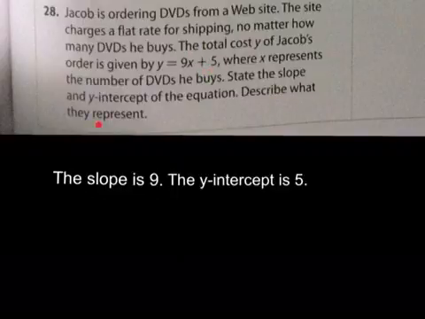And we have to describe what they represent. The slope represents the cost of each DVD, and x is the amount of DVDs we're going to buy. And the y-intercept represents the shipping fee. Okay, this is the shipping fee that's being added so that we know how much it costs. So that's what it represents.